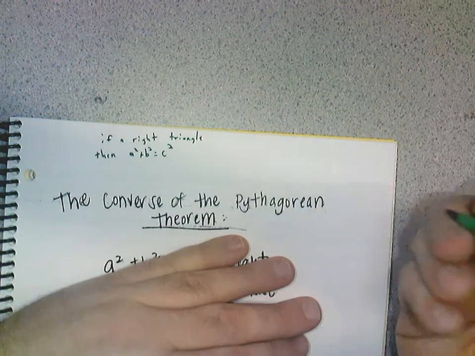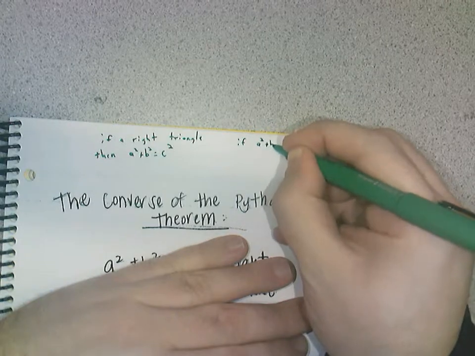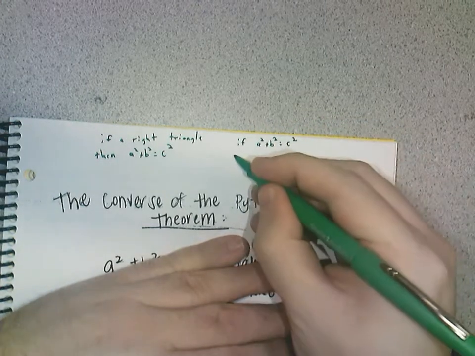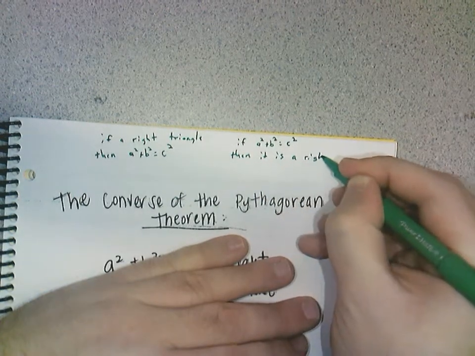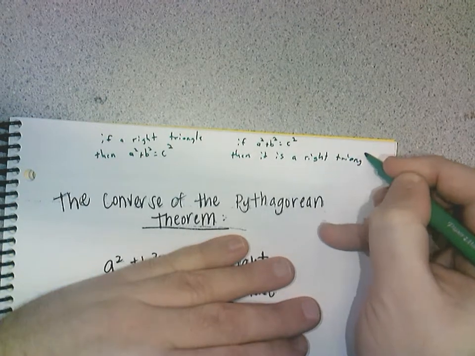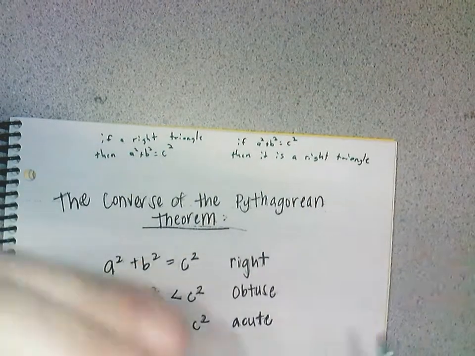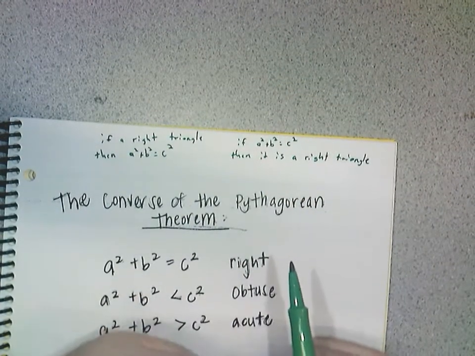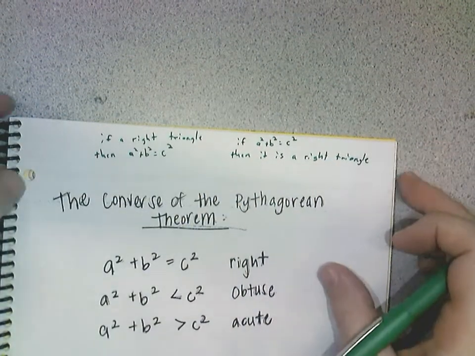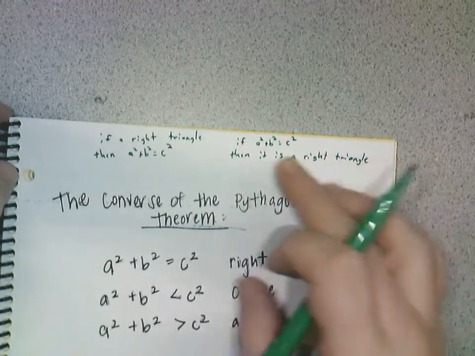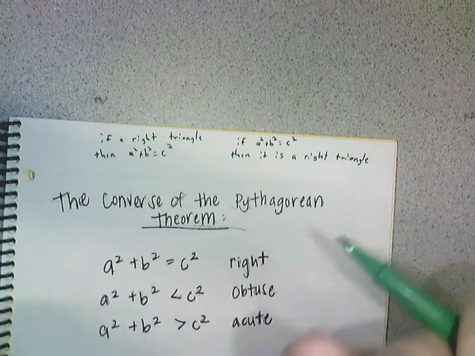The converse basically says if a squared plus b squared equals c squared, then it is a right triangle. That's basically all it means when it says converse. It's just flipping the if and then part of the theorem. Okay? Now we can go a little bit more into this, because if it's not a right triangle, so if this isn't true, the way that it works can tell us what type of triangle it is.